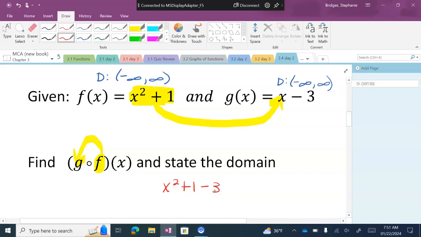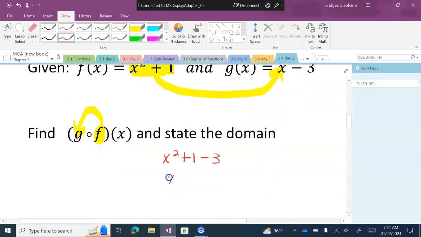This time I don't have to worry about multiplying because it's not squaring anything. It's just putting it in place of x here. But I do have some terms that I can combine. What would that end up with? X squared minus what? Minus 2. Okay, so that would be the final for the composite. Would there be any restrictions in that part either? No. Okay.